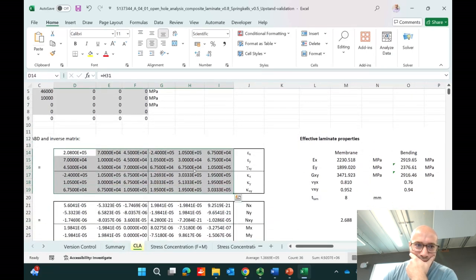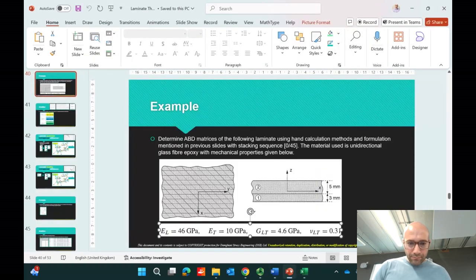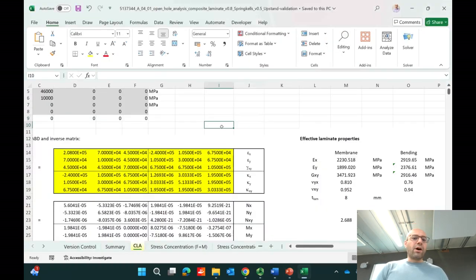Your Q165, yes. 166. Oh, you missed that one. I mean, that's a whole different issue. So I've put the validation here. So your ABD matrix should look like this.